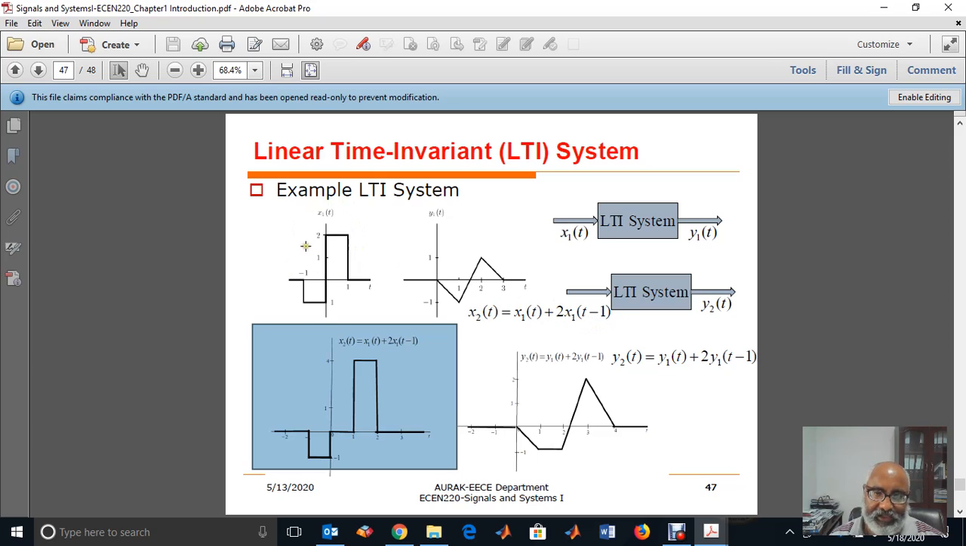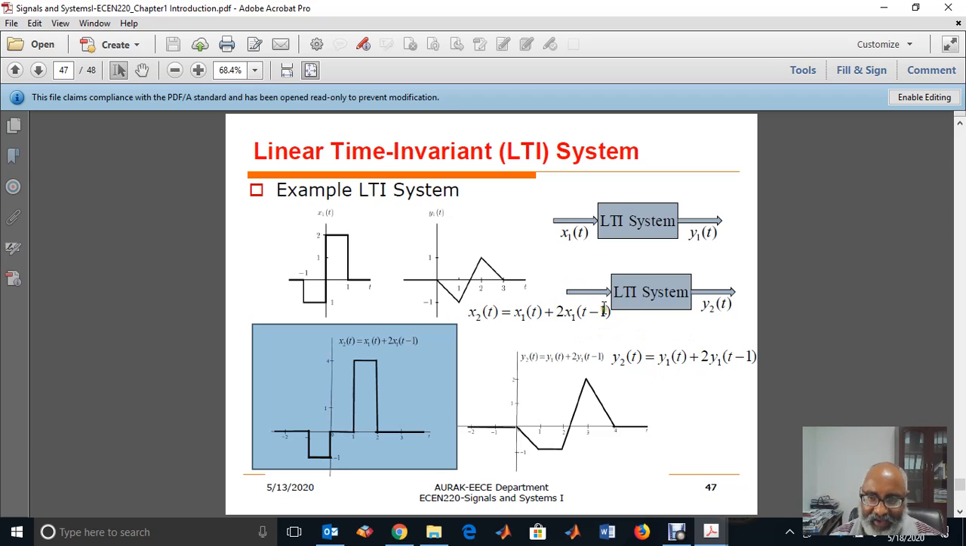T minus 1 means shift of x1(t) by 1 to the right. Okay, delayed by 1. So x2(t) is x1(t) plus 2x1(t minus 1). Now I write x2(t) in terms of x1 as a linear combination of x1. Because I am told that the system is LTI, it's very easy to find y2(t). What should be y2(t)? y2(t) should be y1(t), okay? Because for x1(t), I should get y1(t).